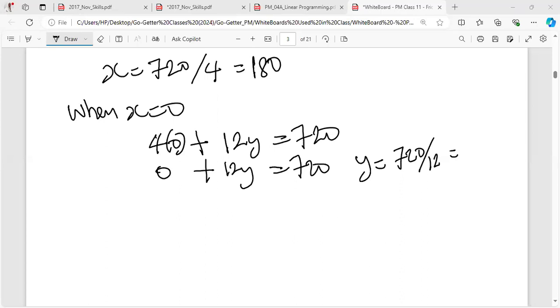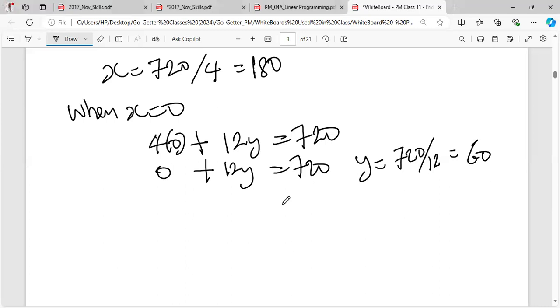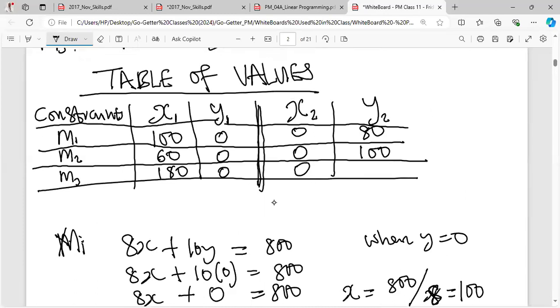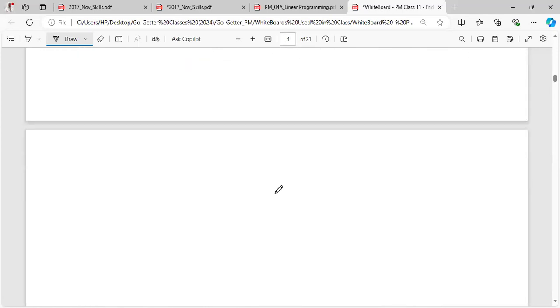Okay, so let's go back. 720 divided by 12, that will give you 60. So when x is 0, y is 60. Now these are the things you need to plot. So you have done your table of values. The next thing is to plot the graph. So I'll come here, plot the graph.